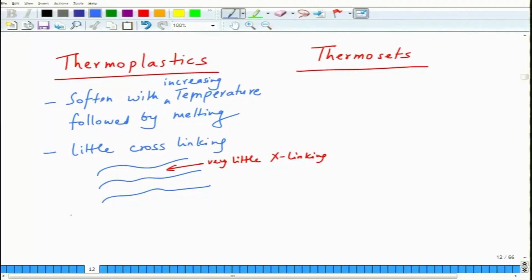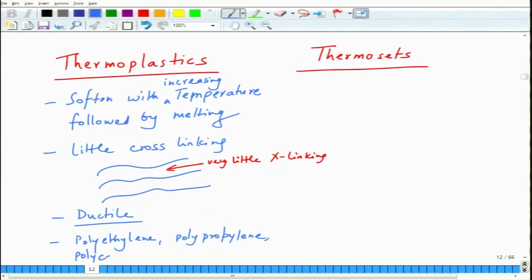And then they are typically ductile. Ductile means they have high ductility, they can withstand high strain. Typical examples include polyethylene, polypropylene, polycarbonate, and polystyrene.